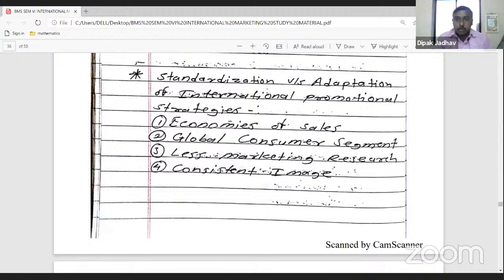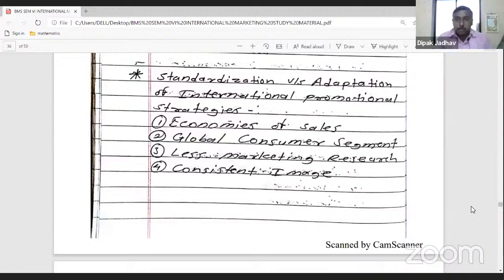And consumer segmentation: on the basis of the segmentation of your customers, how we can more effectively use it to understand your customers' needs and fulfill those needs. You can cash in on your opportunity. And less market research: when you standardize your process of international promotion activities, less marketing research is required, and ultimately the adaptation process requires more.